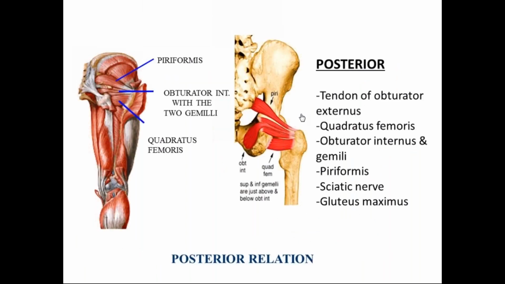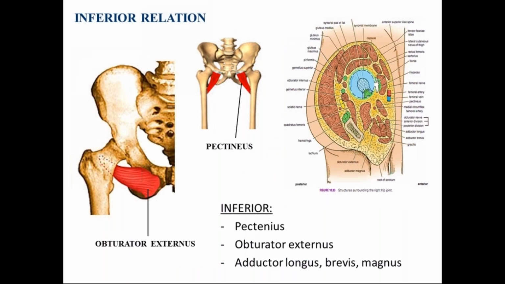In the posterior aspect, the hip joint is related from below upwards to the following muscles, that is the tendon of obturator externus covered by quadratus femoris, obturator internus with two gemelli, the piriformis, sciatic nerve, and the gluteus maximus muscle. In the inferior aspect, the joint is related to the lateral fibers of pectineus and the obturator externus. In addition, there are gracilis, adductor longus, adductor brevis, adductor magnus, and hamstring group of muscles.